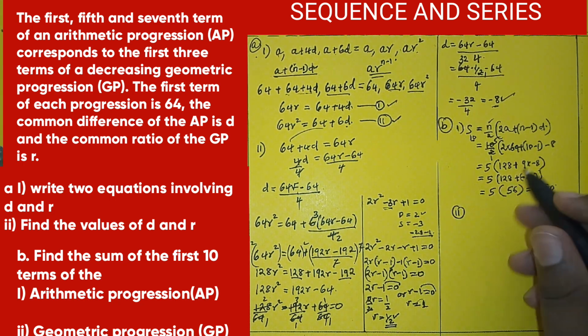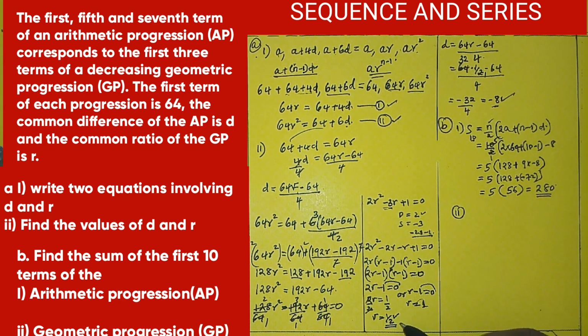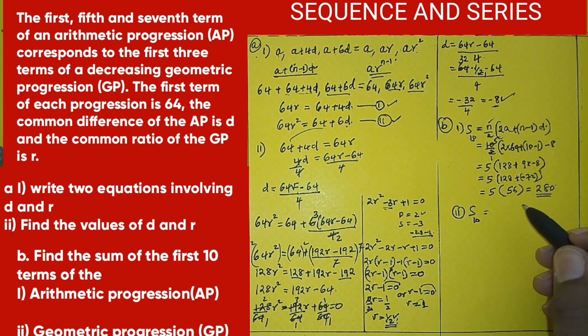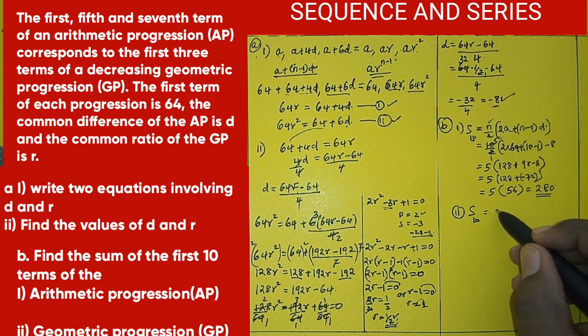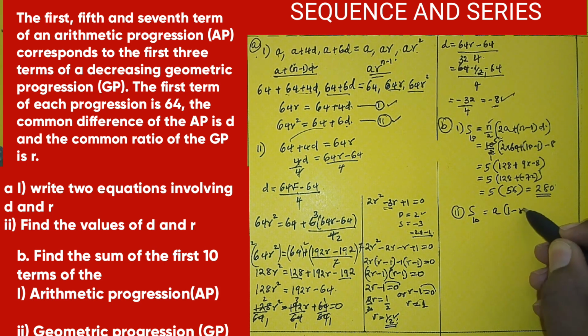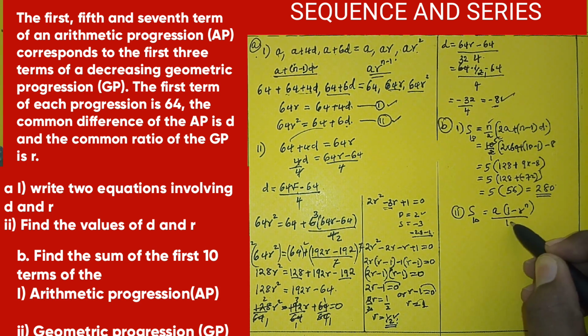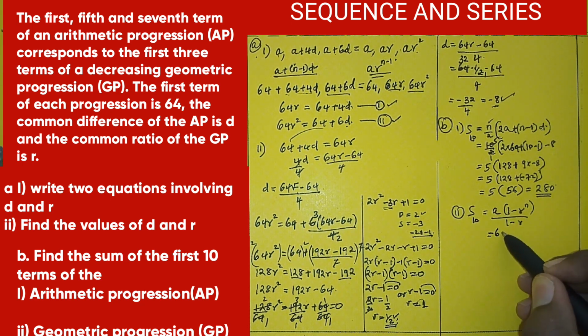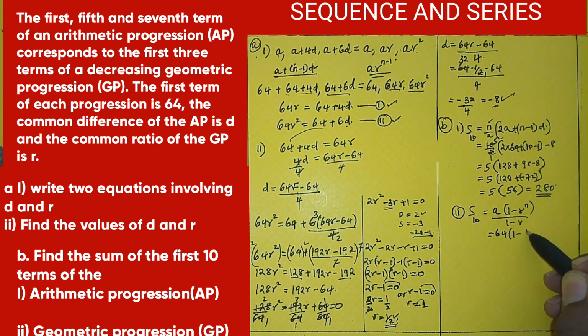What about the first 10 terms of the GP? Remember, our value of r is a half. So that means r is less than 1. If it is less than 1, we know the formula: the sum of the first 10 terms will be a into bracket 1 minus r to the power n all over 1 minus r, where r is the common ratio and n is the number of terms. So we have 64 into bracket 1 minus a half to the power n, and n in this case is 10, all over 1 minus r, which is a half.